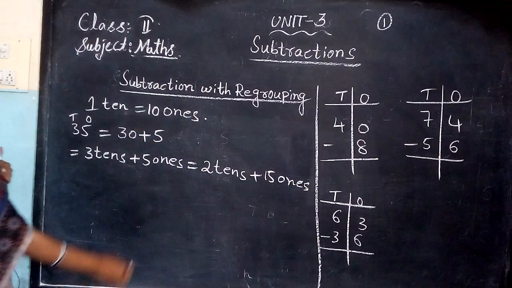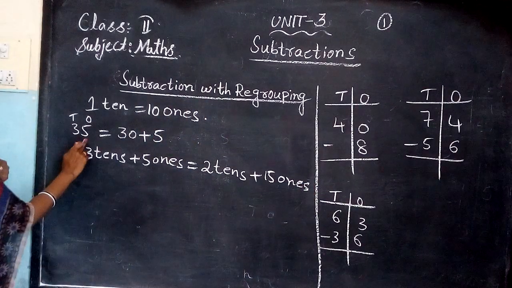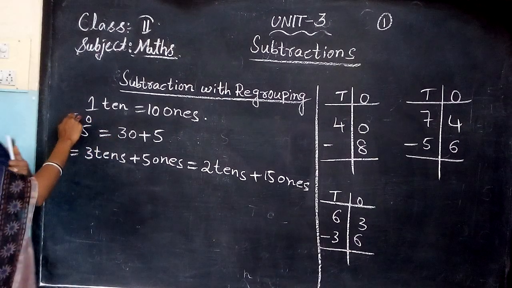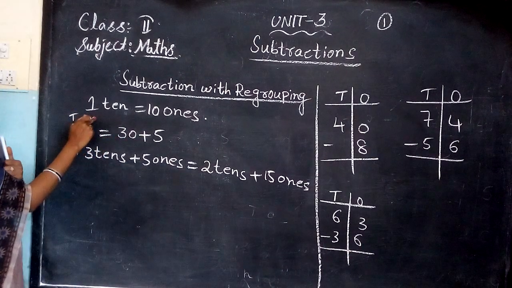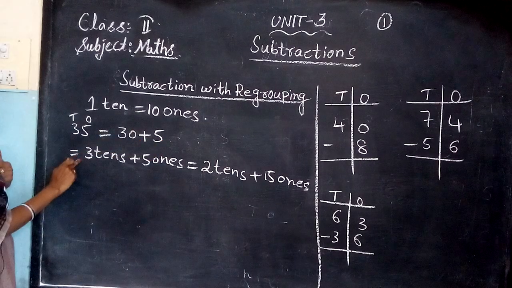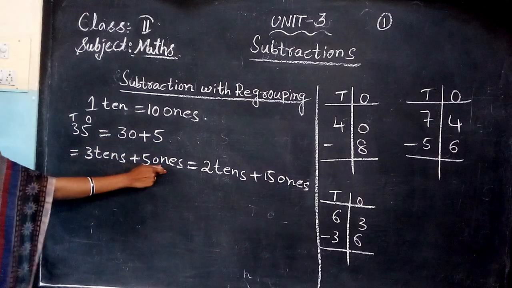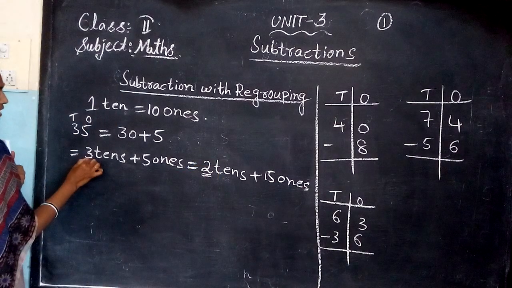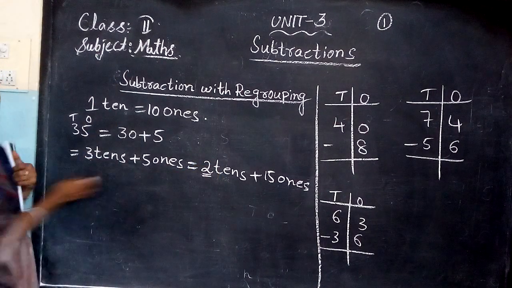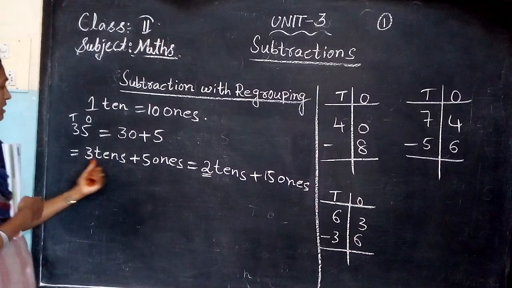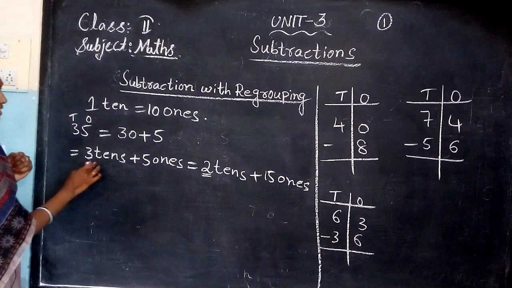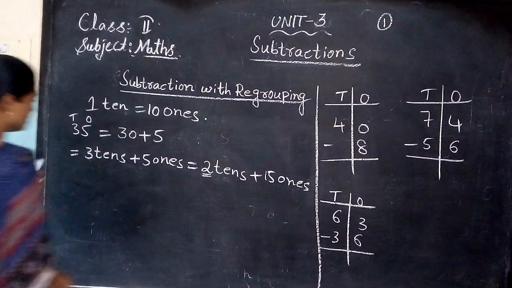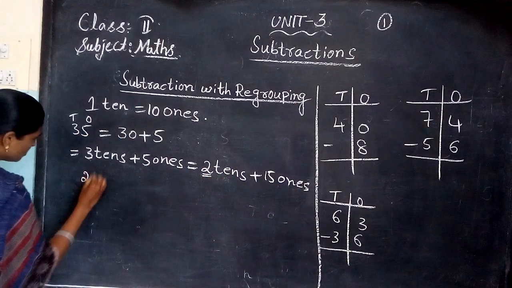Now look here, children, again I will explain. 35 is there, you have to expand ones and tens. 3 tens, 3 into 10, 30 plus 5 is in the ones place, that's why 5. 3 tens, I am expanding the number, plus 5 ones. Here see how you got this 2: because we are doing minus, one number is decreasing. 3 tens plus 5 ones means one number is decreasing, that's why 2 tens plus 15 ones.